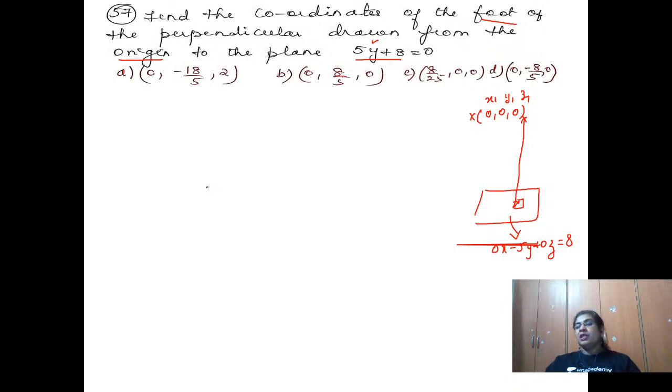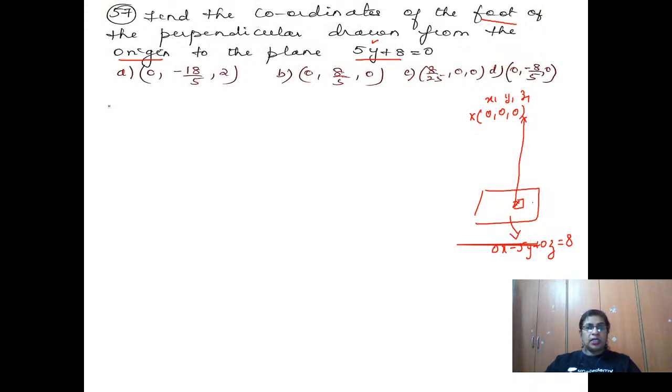If I go with the lengthy method, I have to take the direction ratios and find the slope of this line, and say that this line's direction ratios and the plane's are perpendicular, so the dot product is equal to 0. You can work it out, but that is a slightly lengthy procedure. I'm going to give you one shortcut.